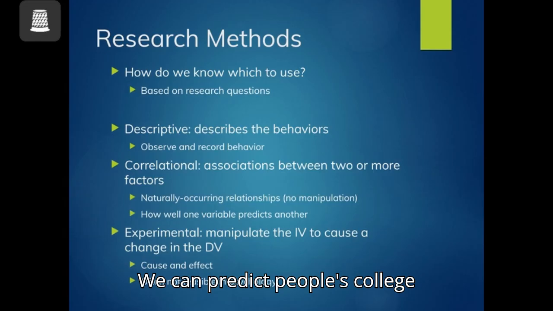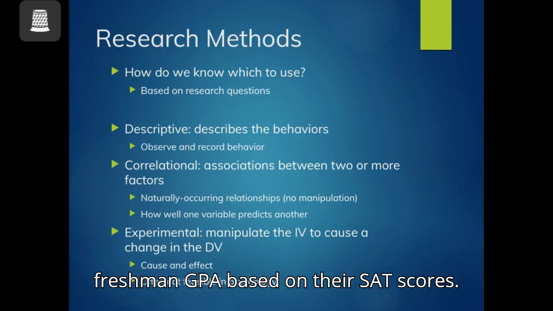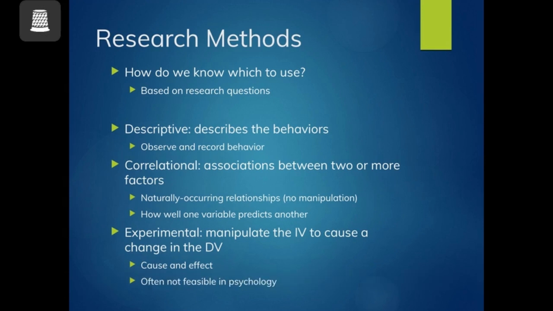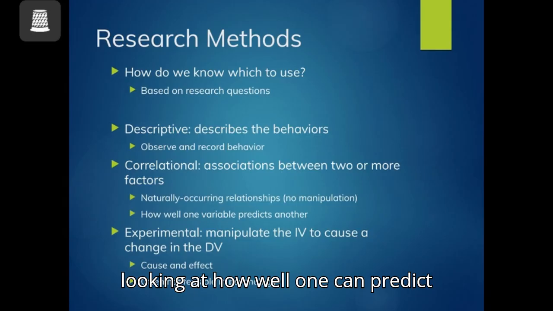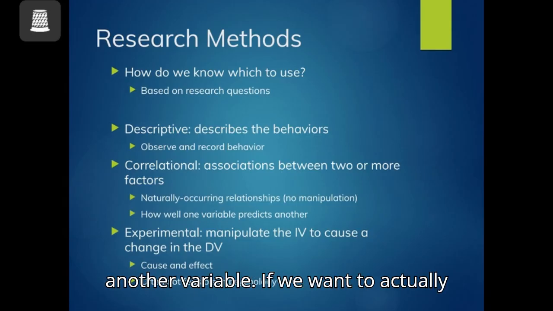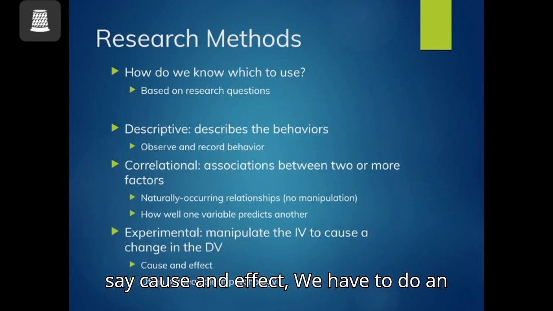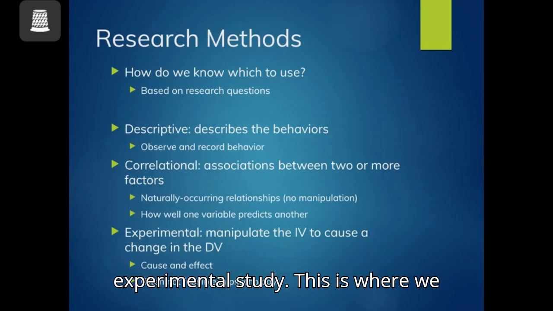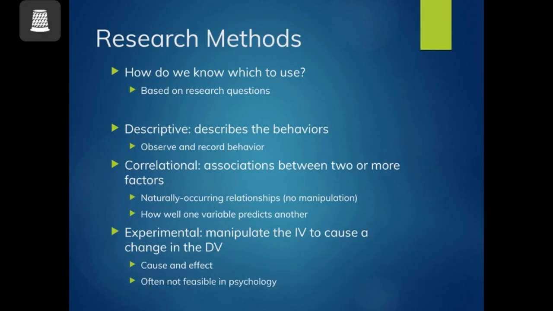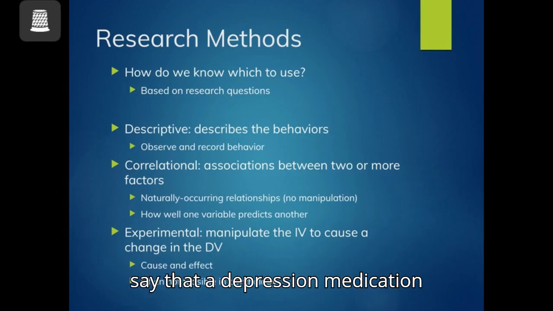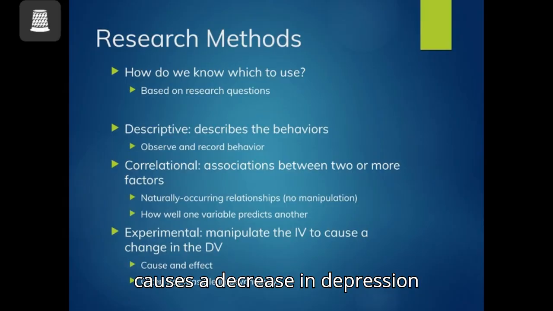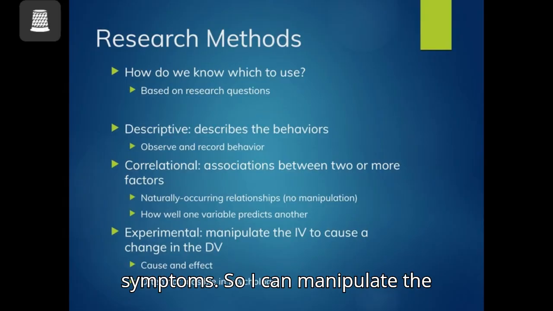We can predict people's college freshman GPA based on their SAT scores. But these are correlational. So we're looking at the associations. We're looking at how well one can predict another variable. If we want to actually say cause and effect, we have to do an experimental study. This is where we manipulate the independent variable in order to cause a change in the dependent variable. So I can say that a depression medication causes a decrease in depression symptoms.